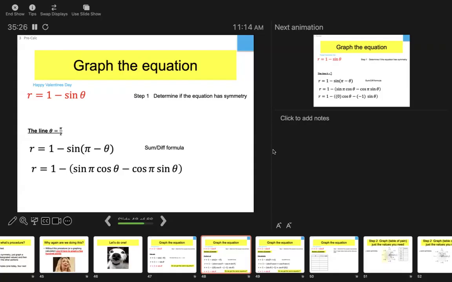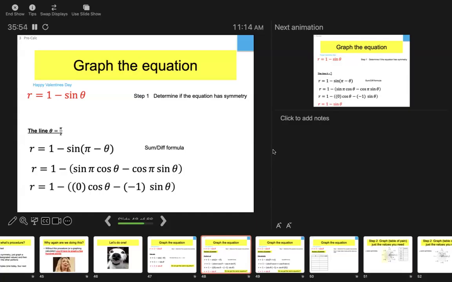Well, that's convenient because what's the sine of pi? Zero. Sine is what, x or y? Sine is y. What's y at pi? Zero, right? That's convenient. That means that whole thing goes away. What's the cosine of pi though? Negative 1. You see what I did? I replace sine pi with 0, and cosine pi with negative 1.